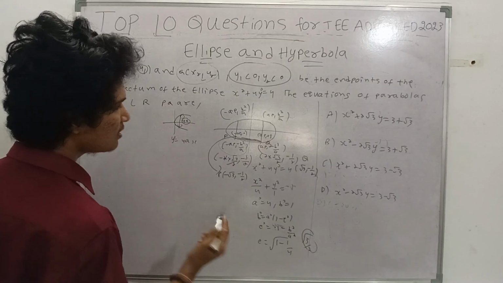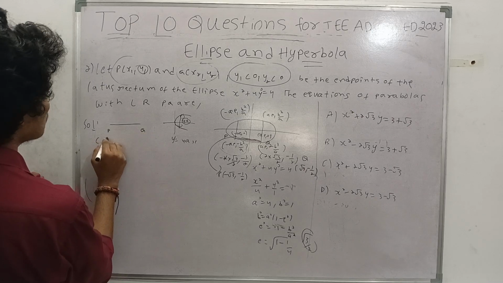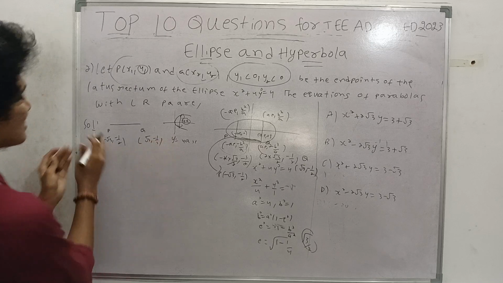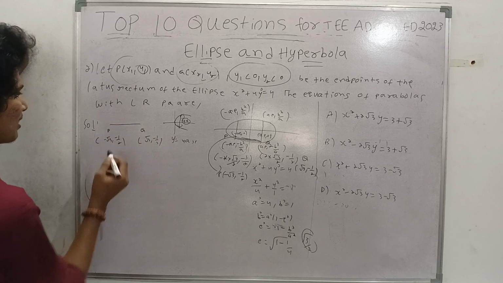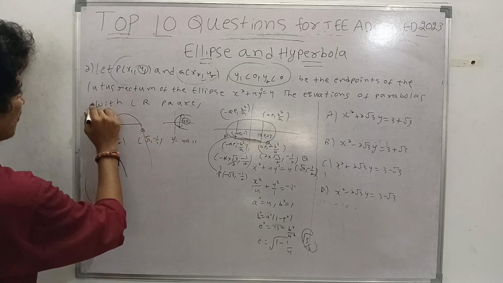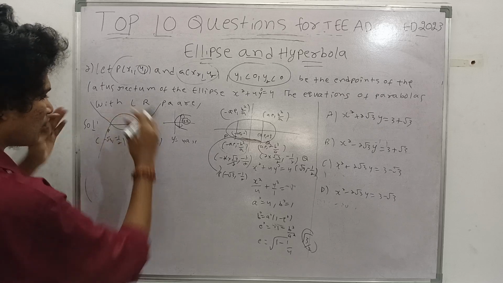How does the parabola look? Suppose this is the line PQ, and this point we already know is (-√3, -1/2), and here (√3, -1/2). So these are the 2 points. Now how will the parabola be? Whether it will be like this or like this. It can be an upward parabola and it can be a downward parabola.